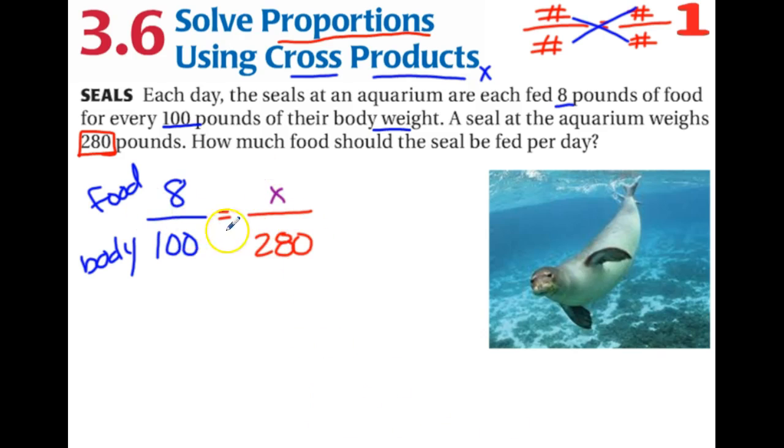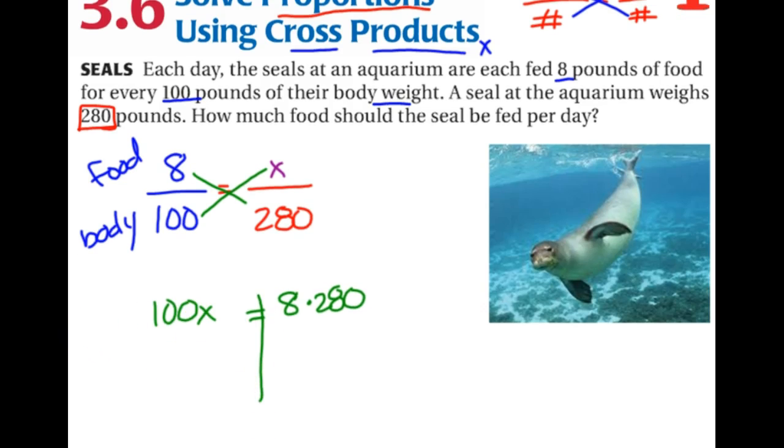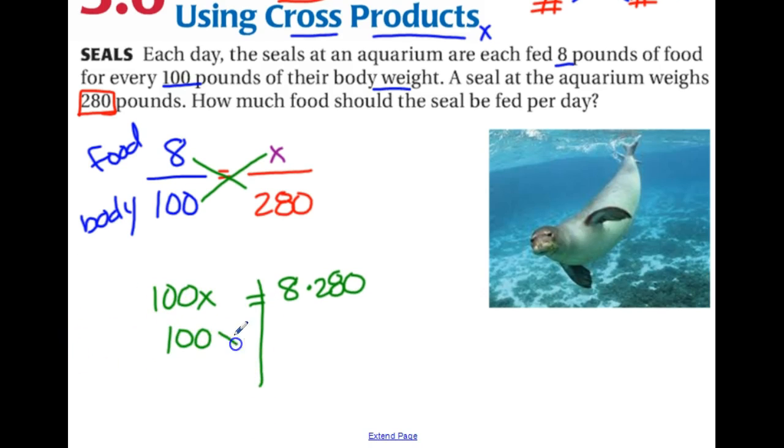So now we're cross multiplying. We're multiplying these two numbers, and we're going to set it equal to those two numbers when we multiply. So 100 times X, we could just write as 100X, and then we have 8 times 280 on the other side. If we simplify this, well, that's still 100X. 8 multiplied by 280 should give us 2,240. And then all we have to do, the opposite of multiplying, is divide.